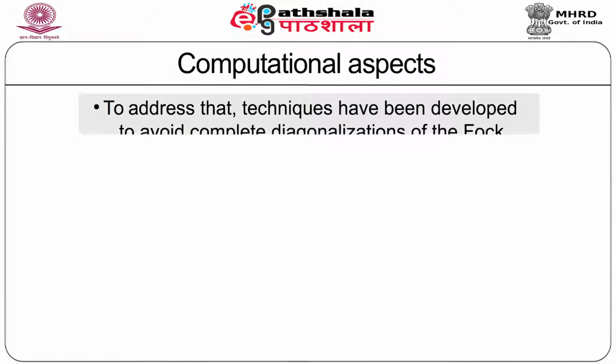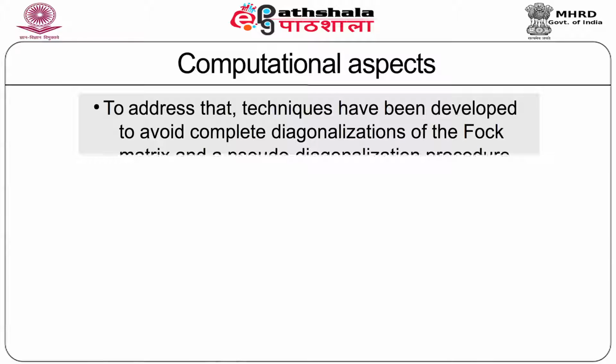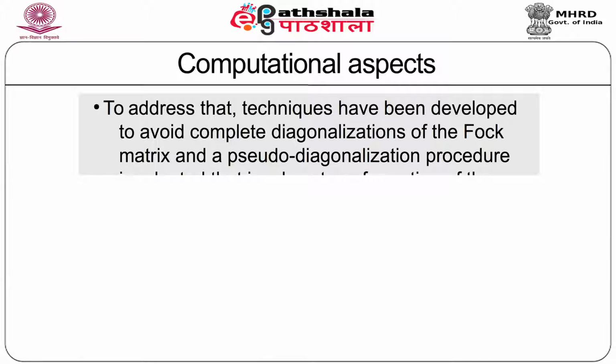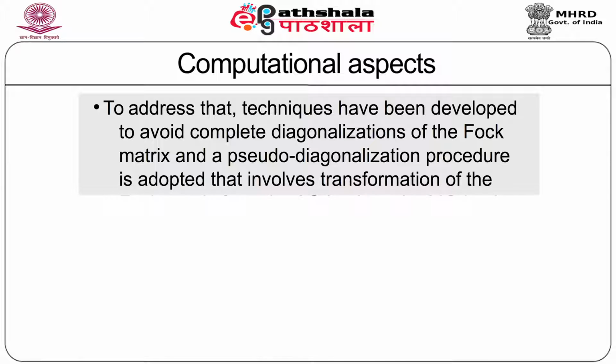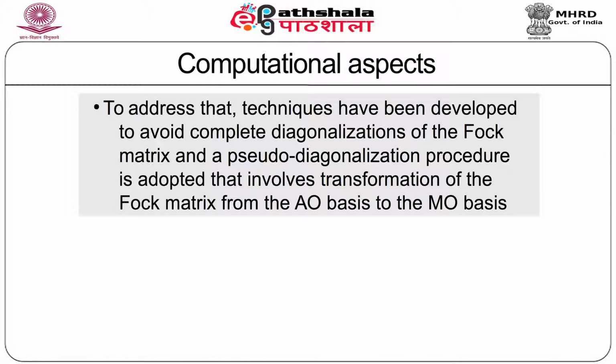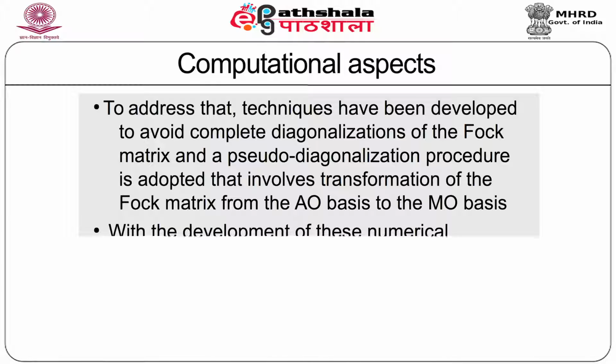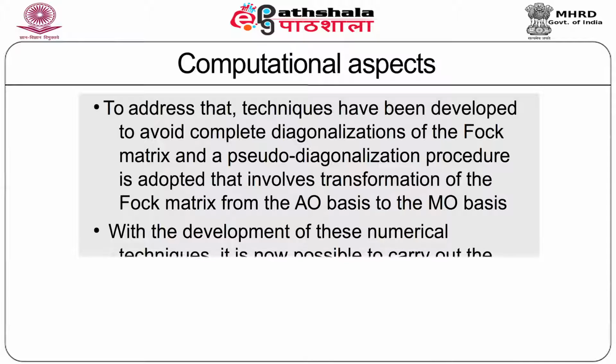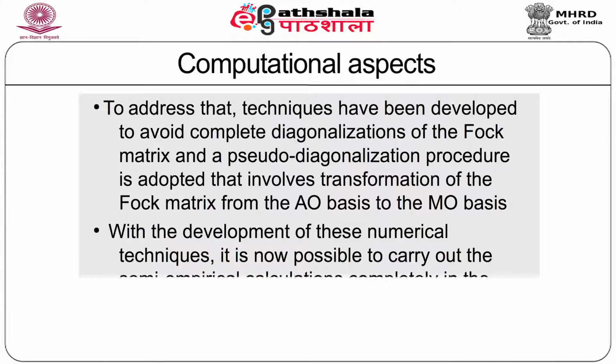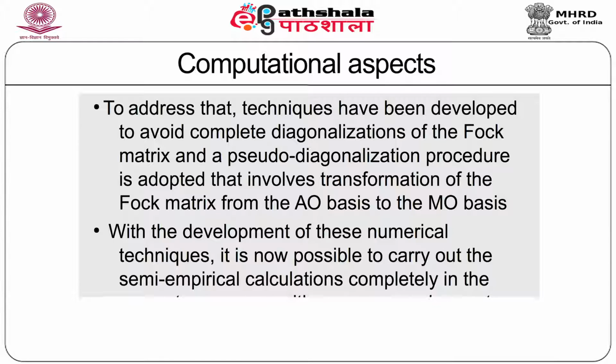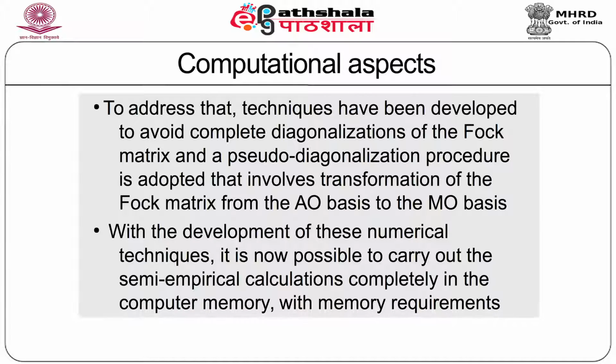And to address this, techniques have been developed to avoid complete diagonalizations of the Fock matrix. What has been done is a pseudo-diagonalization procedure has been adopted that involves transformation of the Fock matrix from the atomic orbital basis to the molecular orbital basis. And with the development of these numerical techniques, it is now possible to carry out the semi-empirical calculations completely in the computer memory with memory requirements that scale as n square.